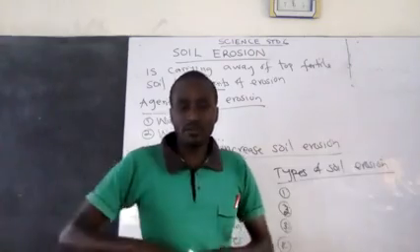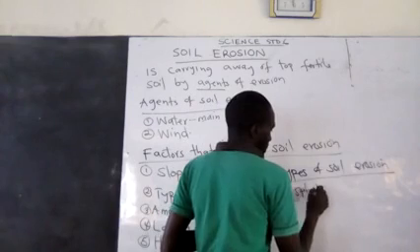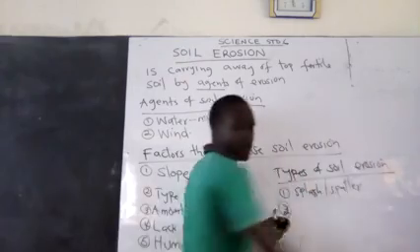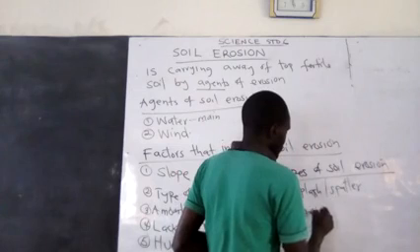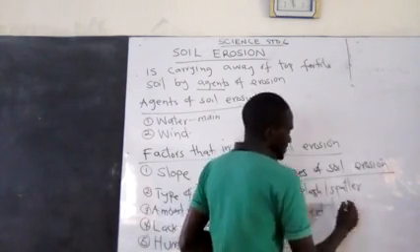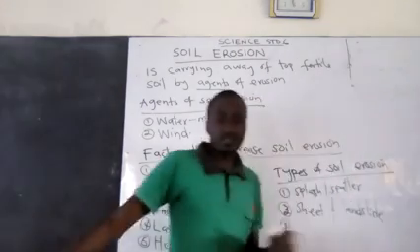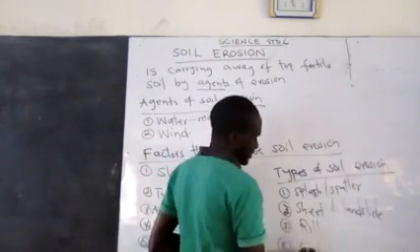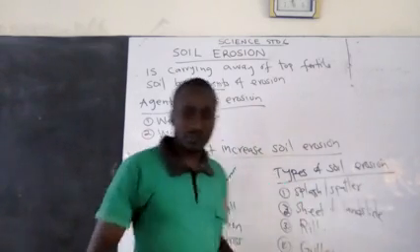First, we have splash, which we also call spatter. Two, we have sheet, which we also call landslide. Then we have rill erosion, and lastly we have gully erosion. These 4 types of erosion.